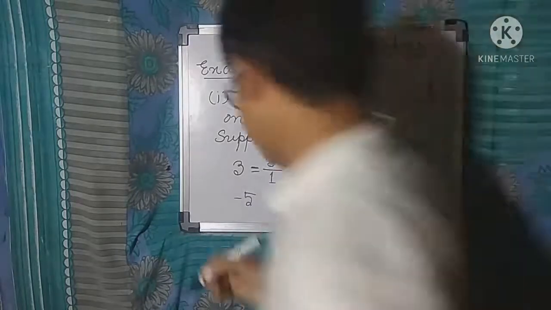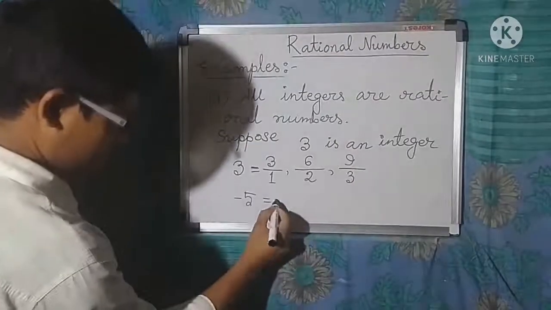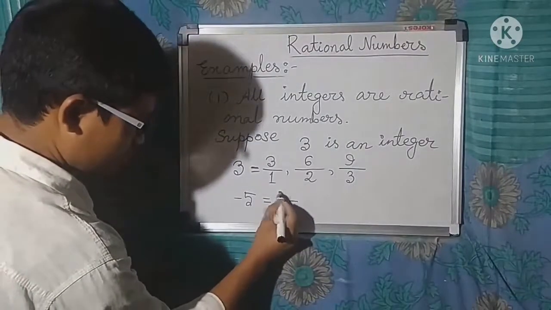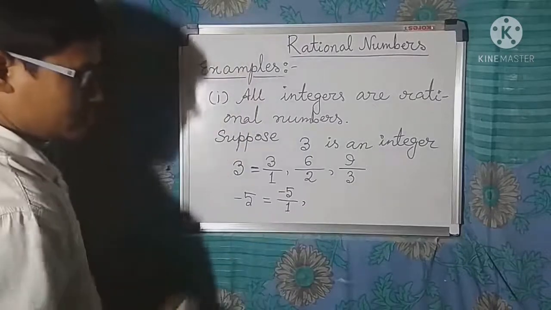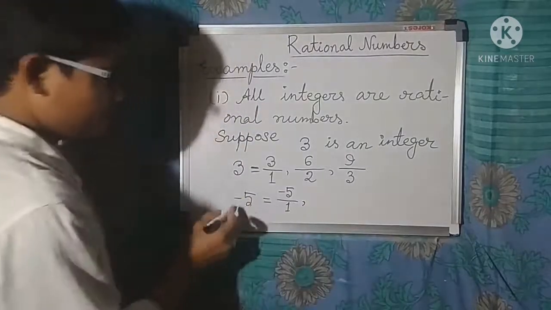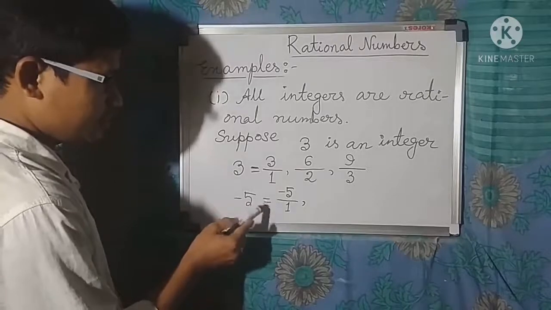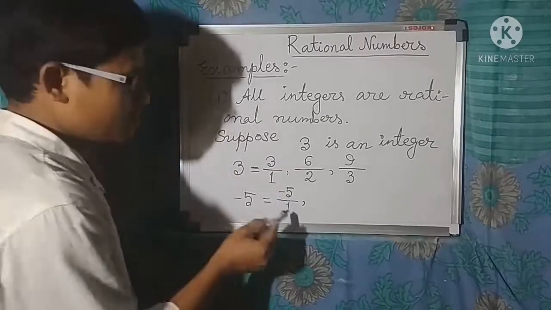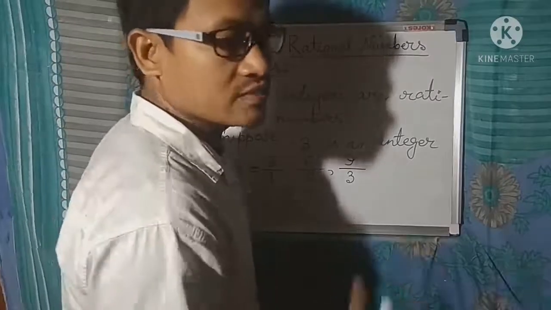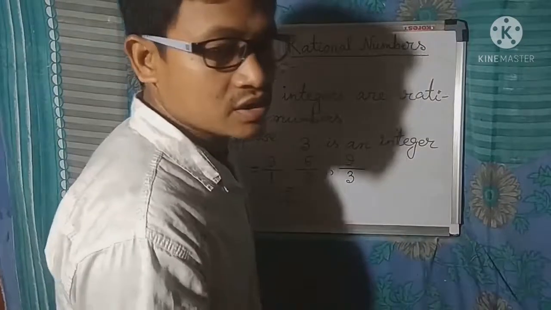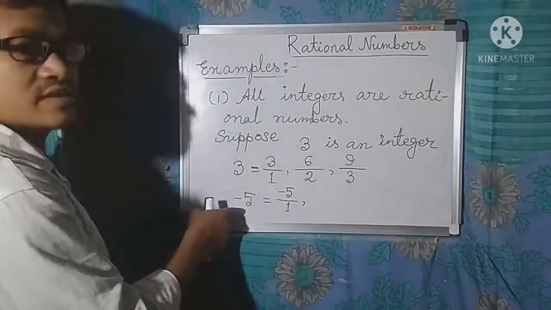How? Minus 5 can be written as minus 5 by 1. Minus 5 by 1. That means what? Minus 5 is divided by 1. If we divide minus 5 by 1, we will get minus 5 itself.